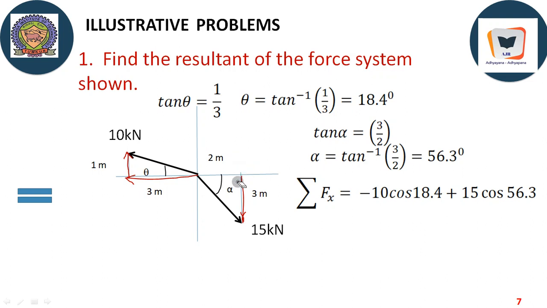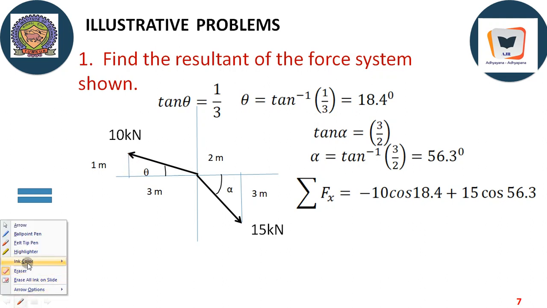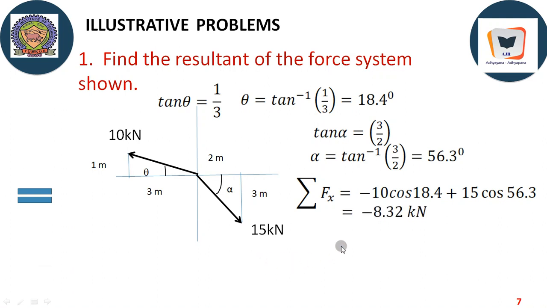We'll take them away for the sake of clarity, because they are not looking like they are horizontally and vertically together, because I wrote that way. Now we'll go further. We will find out Fx. See, Fx happens to be minus 8.32.